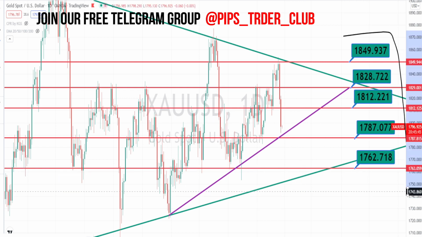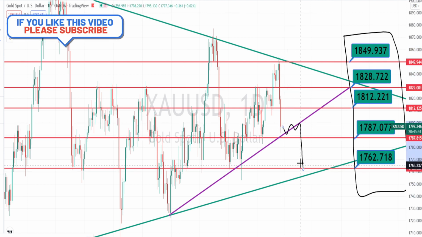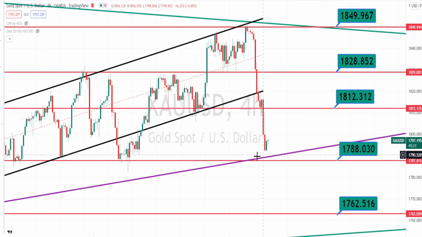These are all the support and resistance levels in the daily time frame. I am expecting a sideways market or further fall in this currency pair. Let us do the analysis in the 4 hours time frame. I am in the 4 hours time frame now.